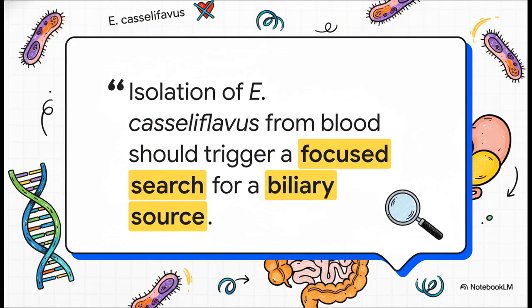This right here is the absolute golden rule, the key clinical pearl of this whole section. If you see Enterococcus casseliflavus in a blood culture, your first thought, your immediate next step should be to investigate the biliary tree. It is a massive diagnostic clue that points you right to the likely source of infection, and that's critical for getting source control.